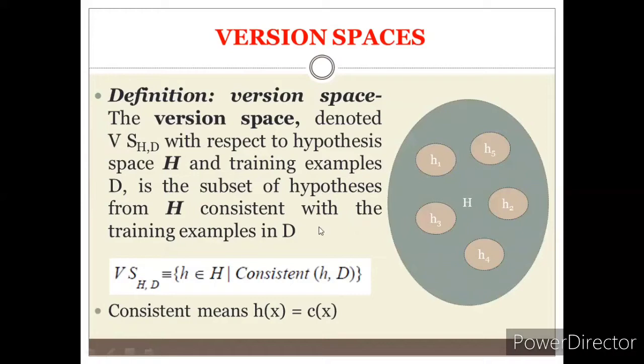So let us understand what the version space is. As we have already seen in the definition, the version space is denoted by VS with subscript H, D. That is the version space with respect to the hypothesis space H and training examples D. It is the subset of hypotheses from H consistent with the training examples. So VS H,D is the set of hypotheses h belonging to H, the overall hypothesis space, such that h is consistent, meaning H of X is equal to C of X. If this condition is satisfied, then we can include that hypothesis in the version space.